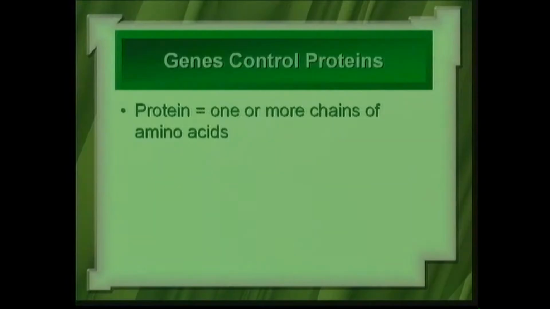Now the next thing is that generally genes control proteins. So what is a protein? Remember, a protein is one or more chains of subunits known as amino acids. Do you remember amino acids? They're made up of a central carbon, and then a carboxyl group, COOH, an amino group, NH3 or NH2, on the other side a hydrogen, and lastly an R group.